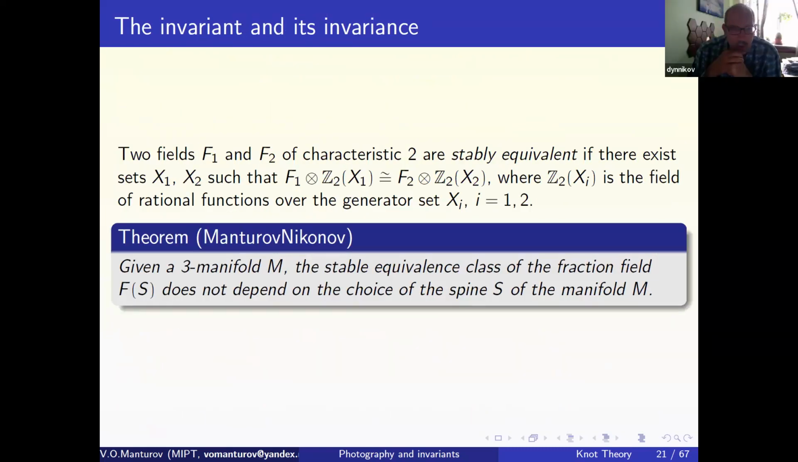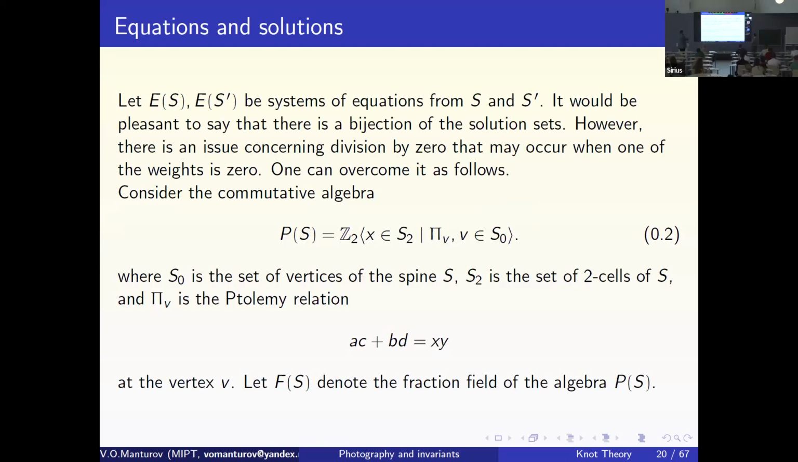Do I understand the meaning of this statement correctly: when you are given a spine, you assign a variable to every two-dimensional cell of the spine? Right. And for every vertex, you write the equation from the previous slide, like AC plus BD plus Y equals 0. The coefficients are in Z2, so signs do not matter. Yes. And you quotient by this equation.